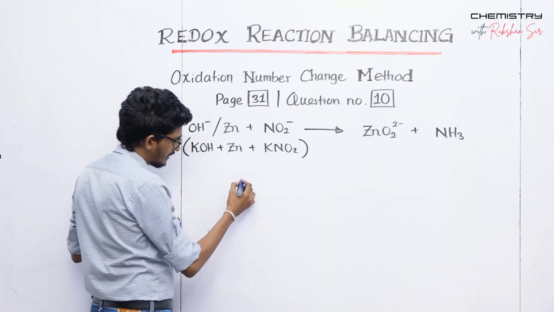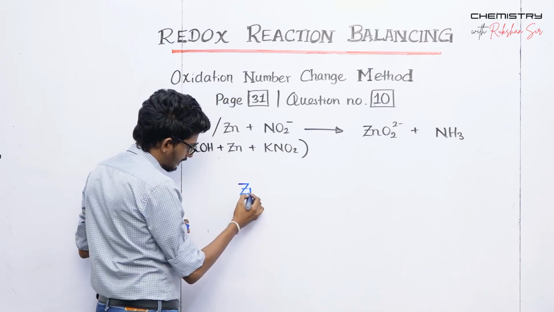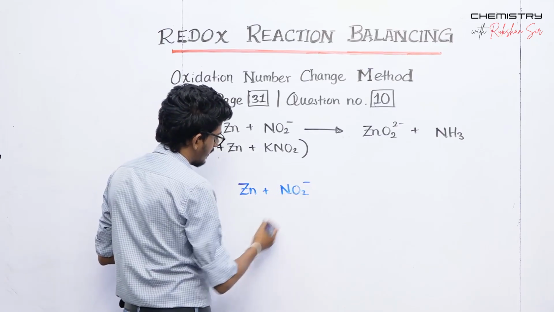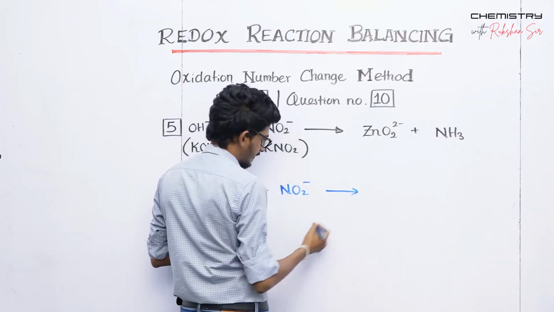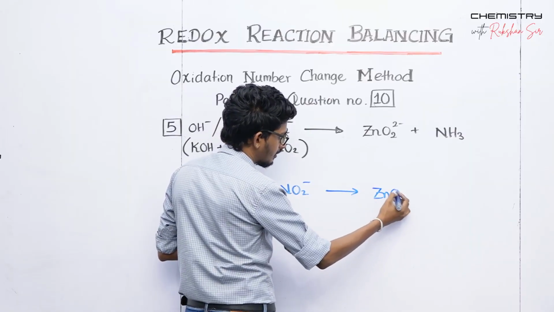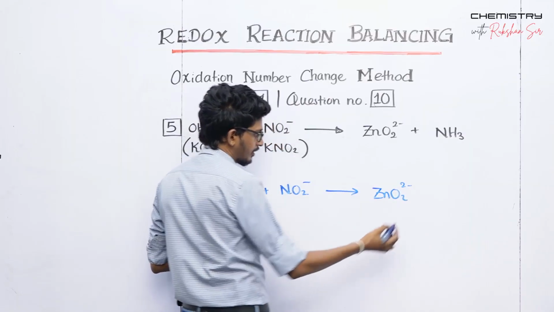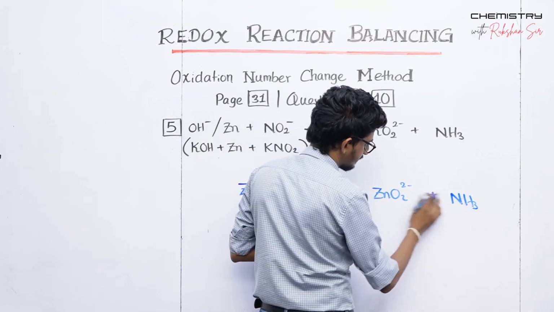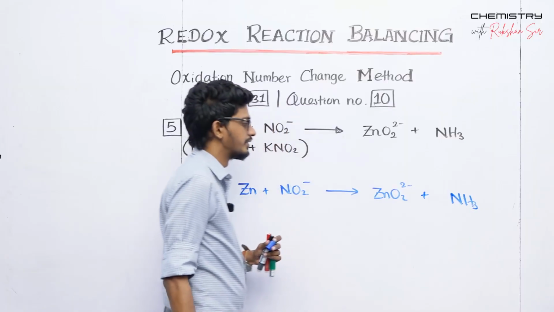So first write the redox couples, right? Zinc and zincate, that is one redox couple. The other redox couple is NO2 minus and the ammonia. Let's try to balance this one.